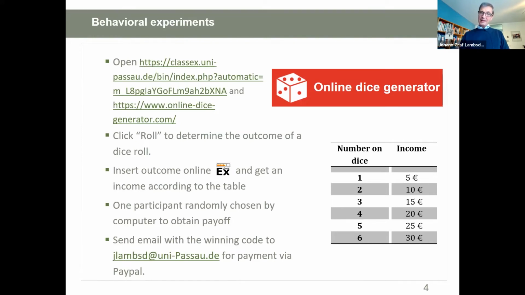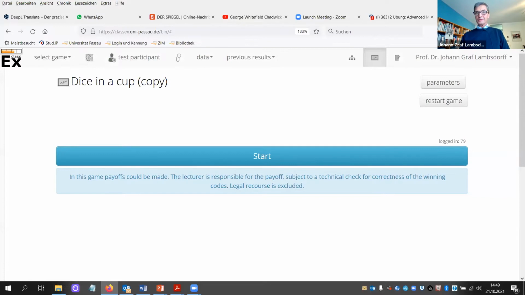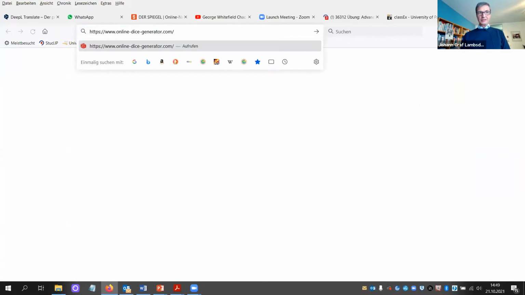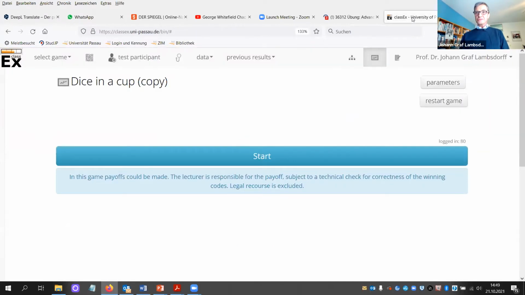Okay? Are the instructions clear? So let me maybe repeat. You will first open the online dice generator. So here I have it, but now I must press roll. I see roll, and yeah, the result is a 4. Then I go back to the other page, to the Class X page, which is an online tool for experiments. And there you will insert what you observed.